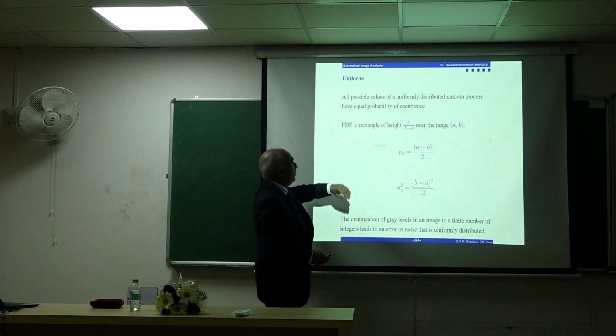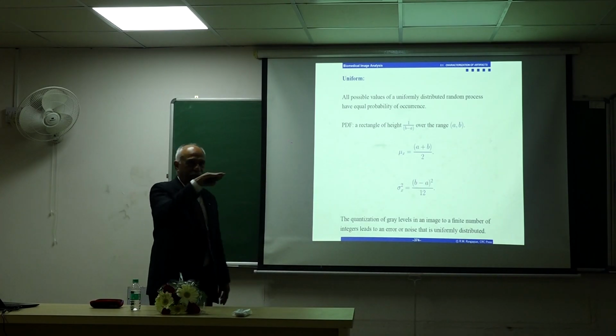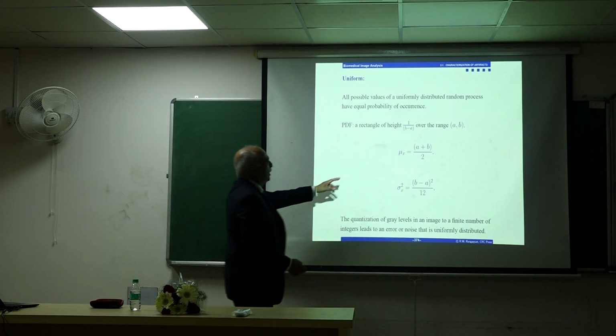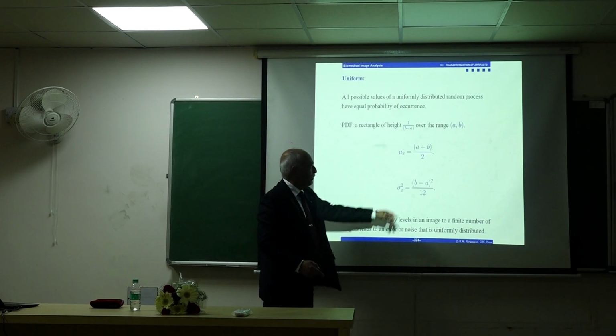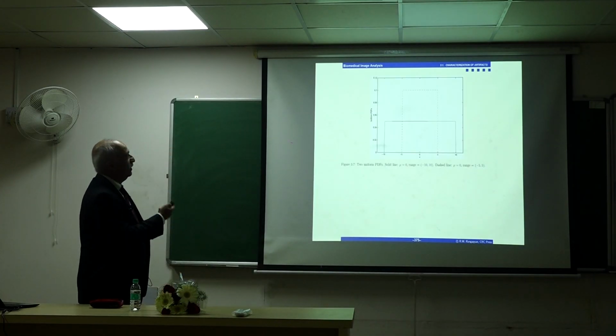But sometimes we do have uniform functions. Uniform, all equal: all values occur with equal probability. The mean is a plus b over 2, where a and b are the limits of the rectangle, and sigma square is b minus a, squared, over 12. Just a rectangle.